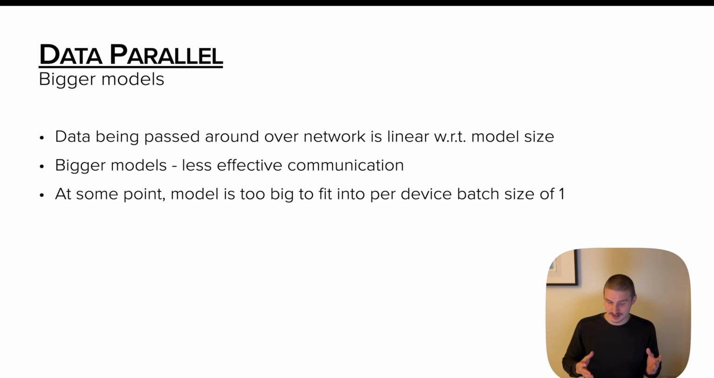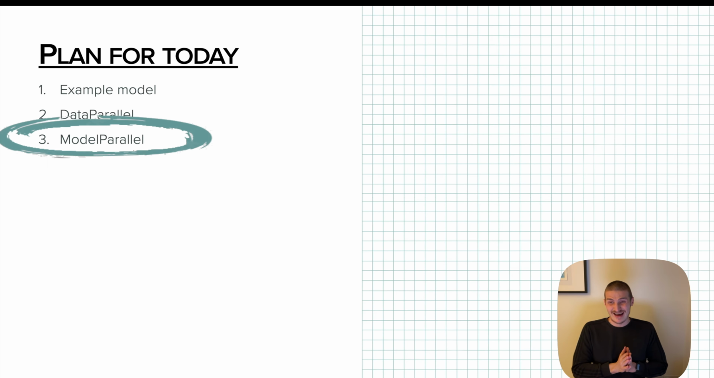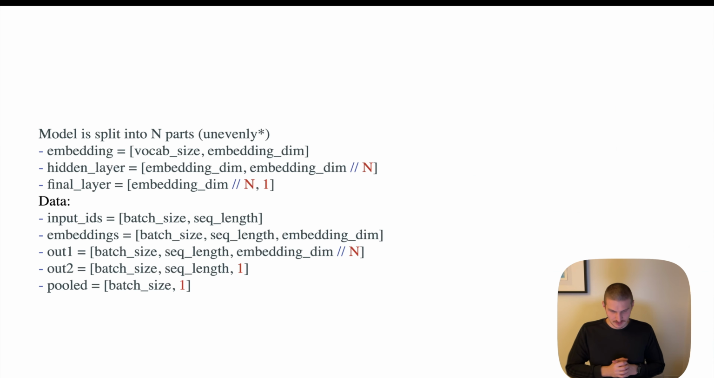And at some point, simply the model will get too big to fit into a batch size of 1 on a device. So at that point, we're basically forced to do other approaches, for example, model parallel. So we've gradually approached model parallel, so now let's see what that is. As before, we basically choose a dimension for the tensor that we're going to split into several parts, and we send those independent parts to the executor.